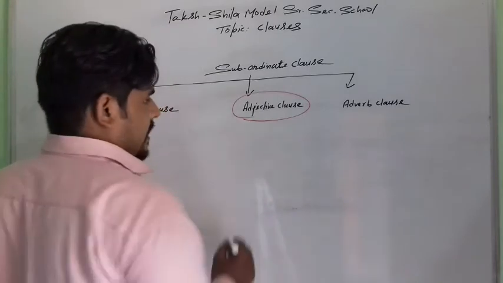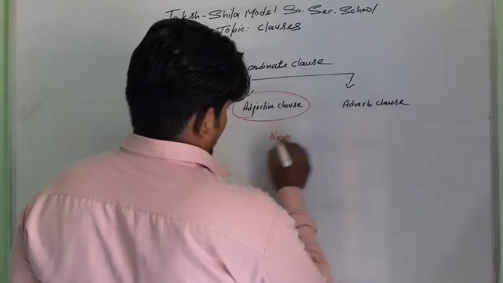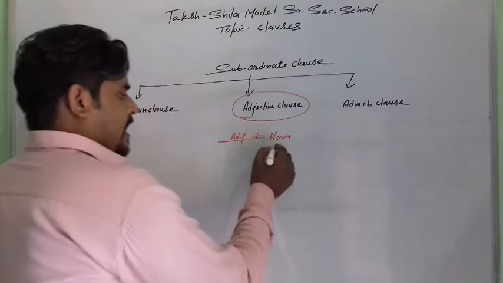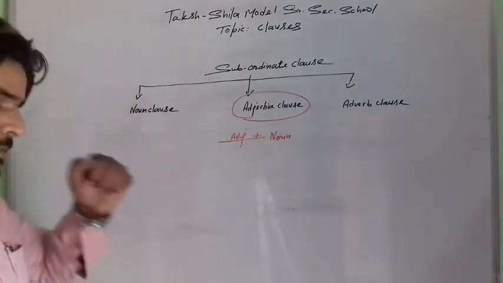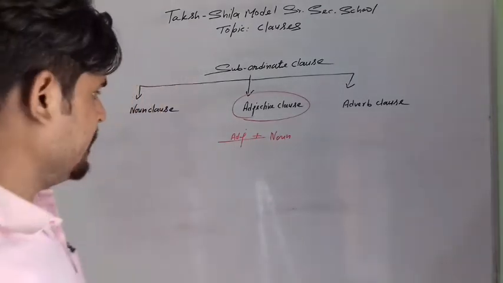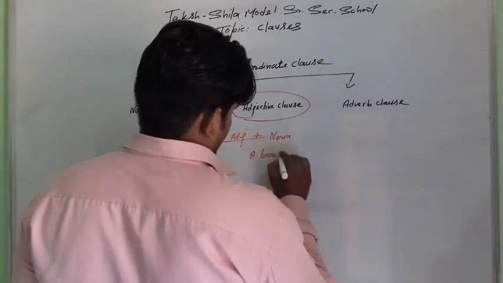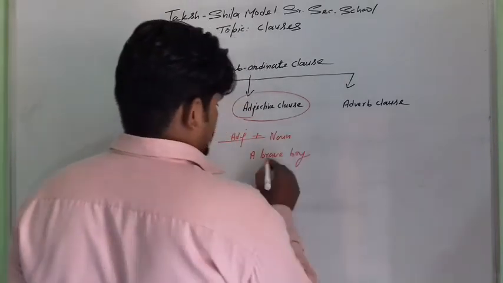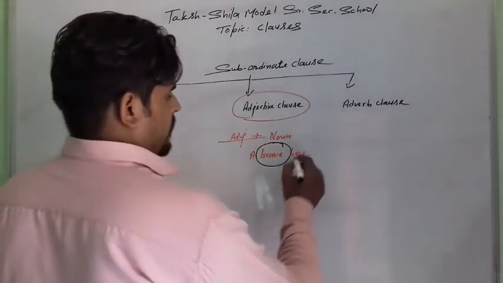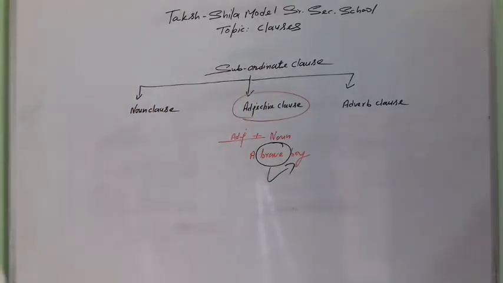Ek adjective aisa word hota hai, an adjective is a word that is used before a noun, right? Suppose this is a noun. So, an adjective is a word that is used before a noun. Ye noun se pehle aata hai and modifies the meaning of noun. Ye noun ke meaning ko modify karta hai. For example, a brave boy. Right? So, in this sentence, this word brave is actually the adjective here because it is modifying the meaning of the word boy. What kind of boy? What type of boy? A brave boy, right?